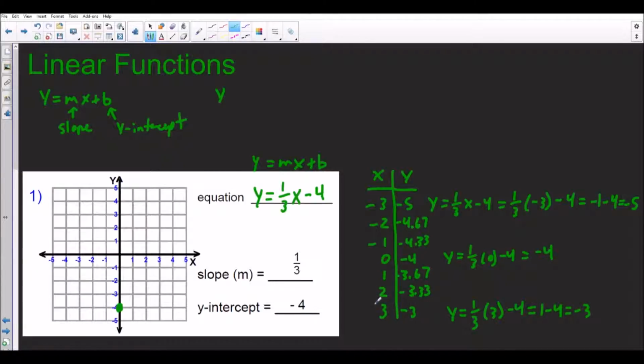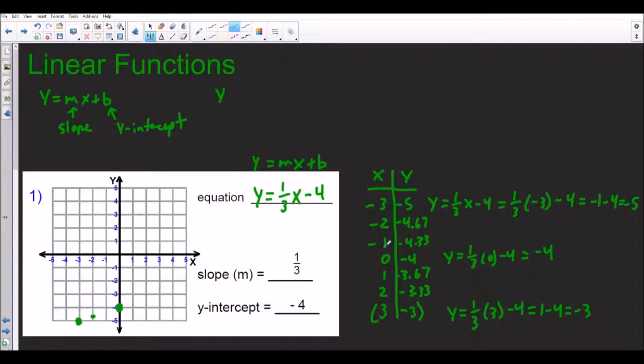So all we have to do then is plot these points. So each of these is just a point with an x and a y value. So let's plot this one first. -3, -5. So we're going to go 1, 2, 3, 1, 2, 3, 4, 5. So there's our first point. We can plot this point, so -2, -4.67. So we're going to go -2, 1, 2, -4.67. So 1, 2, 3, 4. 4.67 is going to be somewhere around here. Okay, it doesn't have to be perfect.